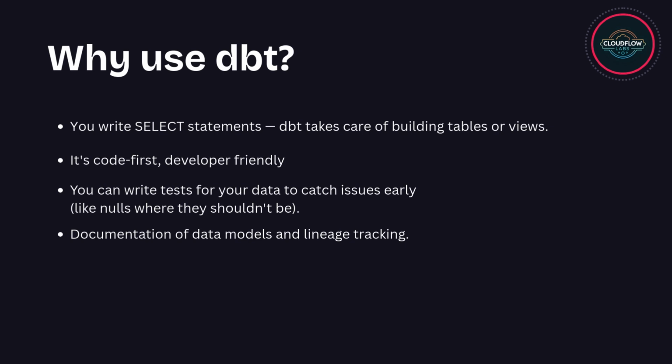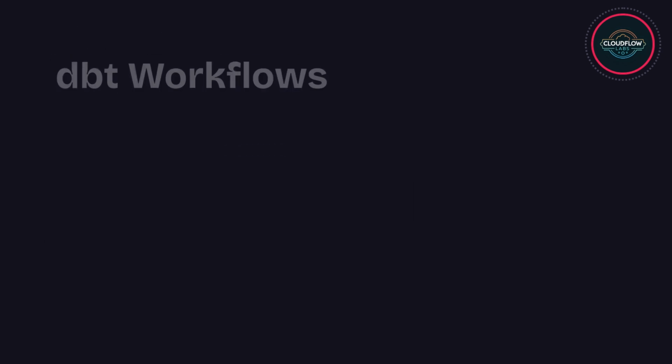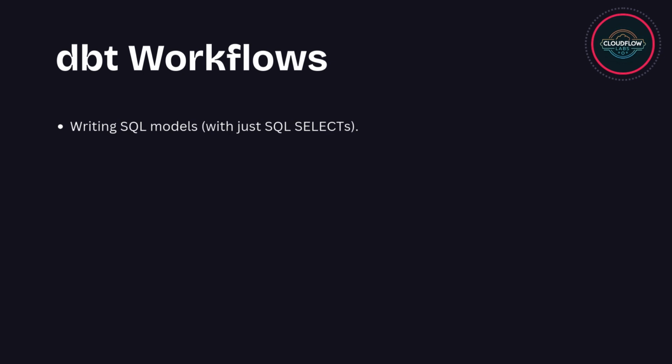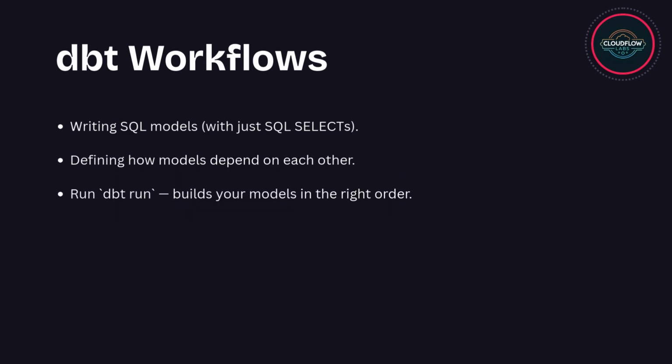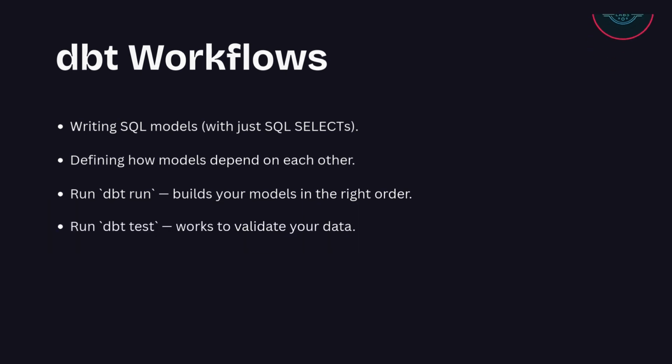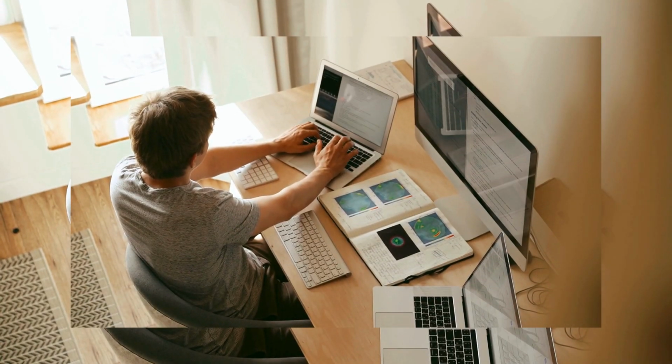So what are the common workflows using DBT? Writing SQL models with just SQL selects. Defining how models depend on each other. Run dbt run, which builds your models in the right order. Run dbt test, which works to validate your data. This allows data engineers to deploy their data transformations to production with confidence that the data is transformed how it is intended to.